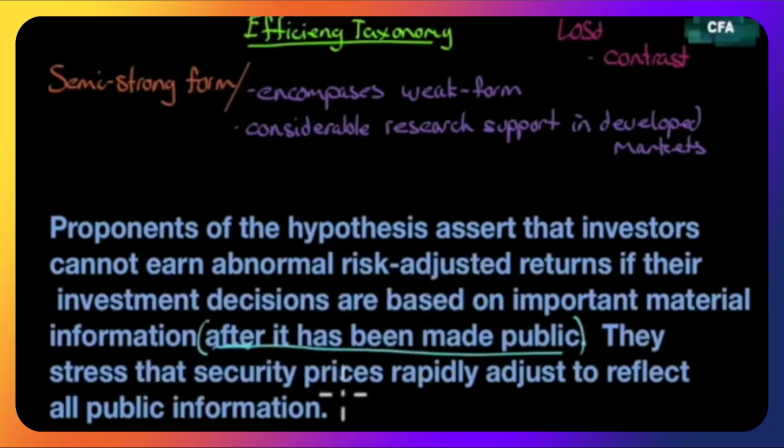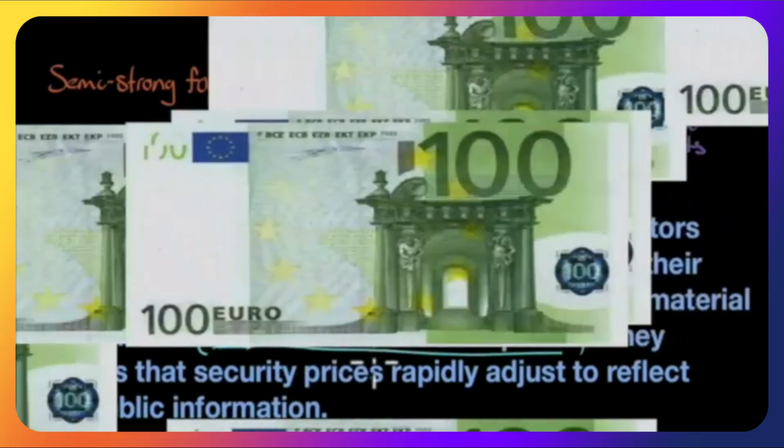They stress that security prices rapidly adjust to reflect all public information, but notice now it does not make any specific judgment on that information. It could be right information or wrong information. If it shows up, it's just information. It's inert. It doesn't have any kind of judgment associated with it. So semi-strong, again, says nothing about the information itself, only whether it's new or unanticipated.